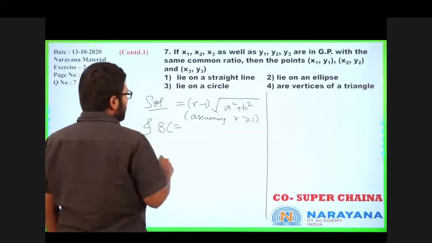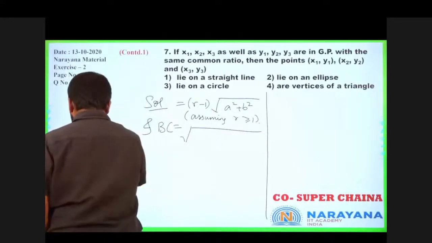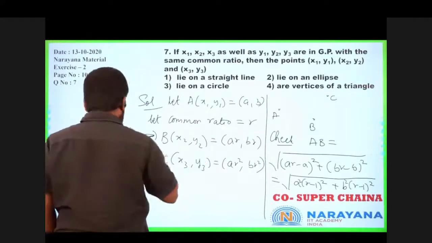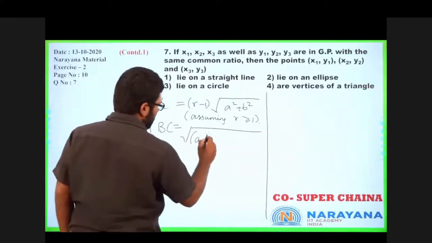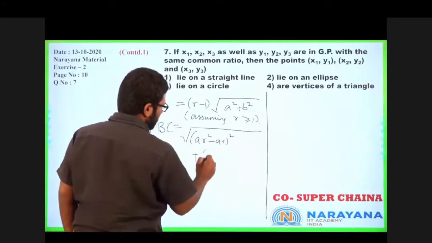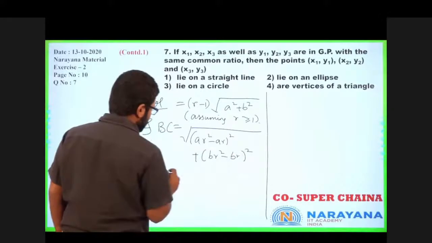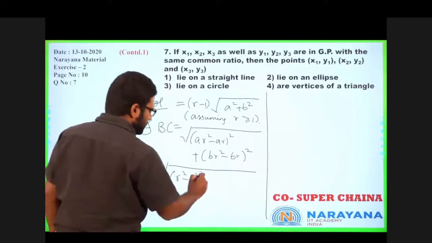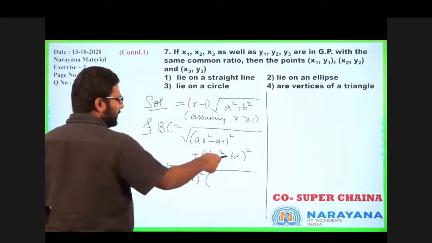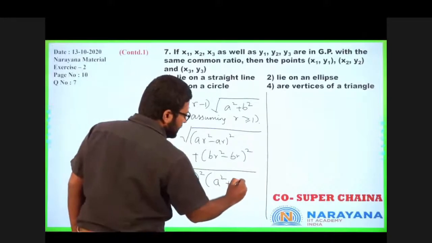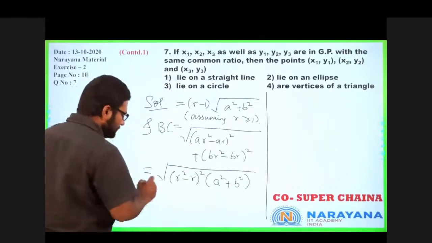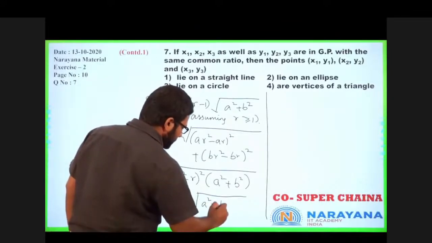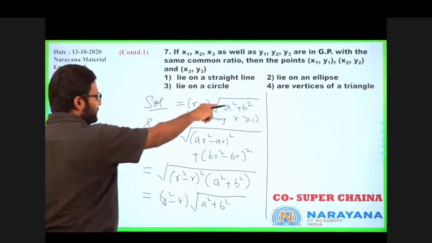Okay, so BC would then be under root, check coordinates, (AR square minus AR) the whole square plus (BR square minus BR) the whole square. So you bring (R square minus R) the whole square outside. You see it will be here and here also. You will get A square and then B square. Bring it outside. So R square minus R under root A square plus B square, right? Hold on to it. That is AB.